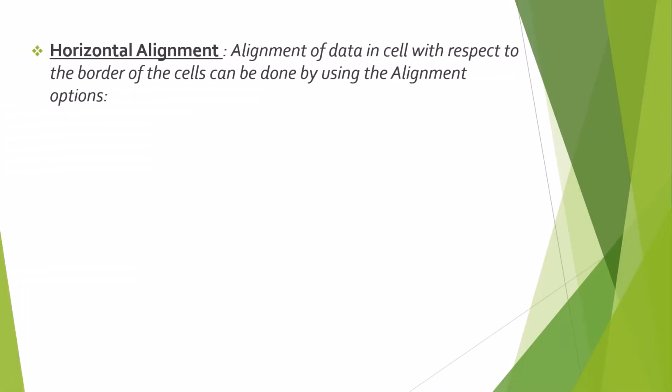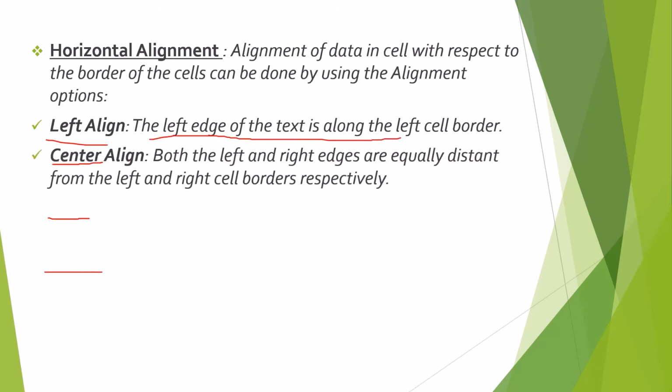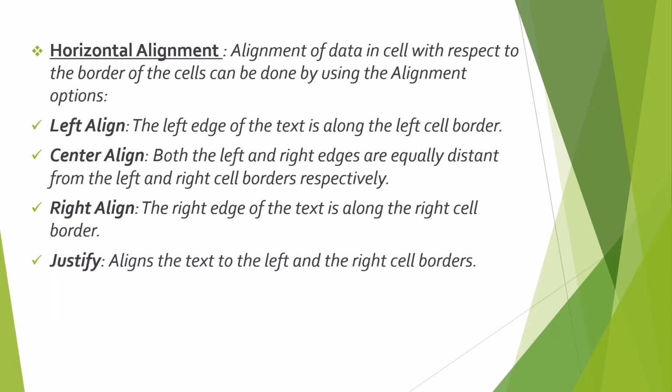Now, alignment means in which direction the text will appear in the cell. If we choose left align, then the left edge of the text will appear along the left cell border. If we choose center alignment, then the distance from left and right will be equal. If we choose right alignment, then it will be along the right cell border. If we choose justify, then it will align the text to the left and right cell borders, meaning the text will be distributed equally in the cell.